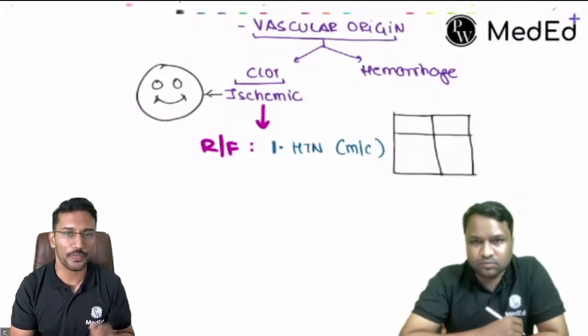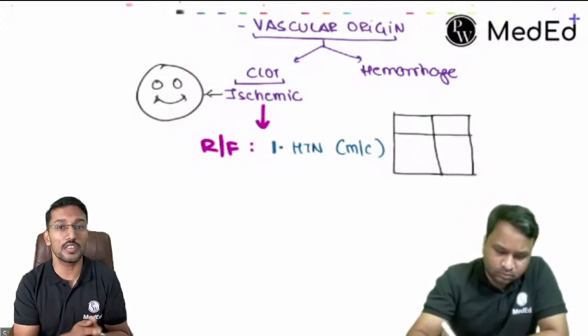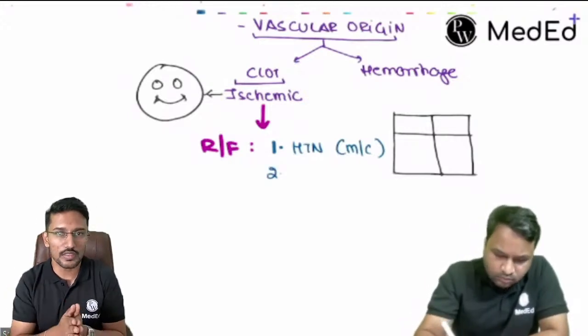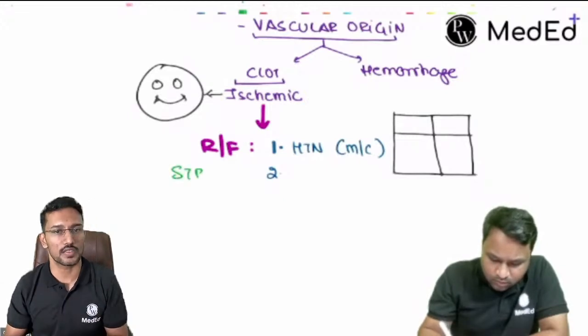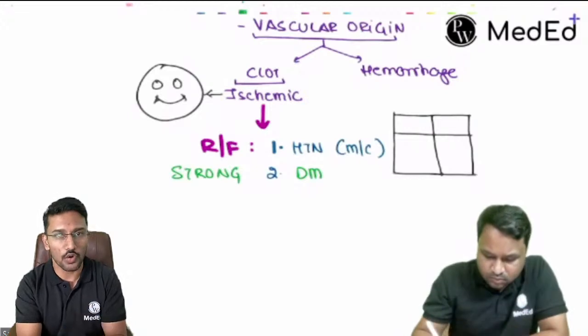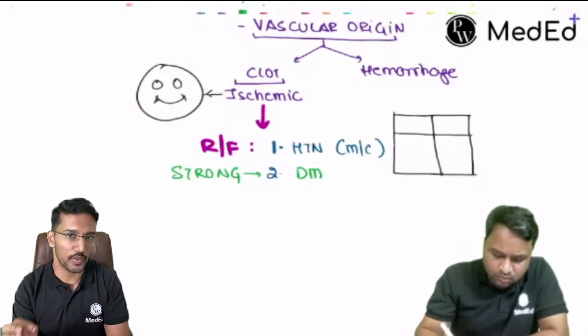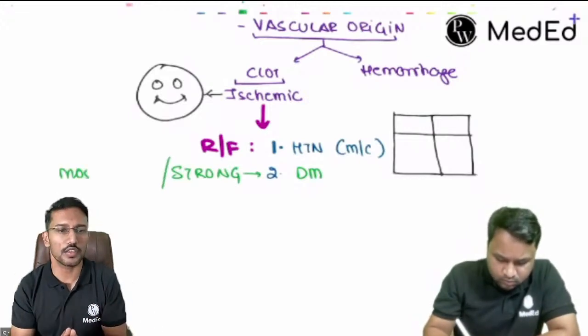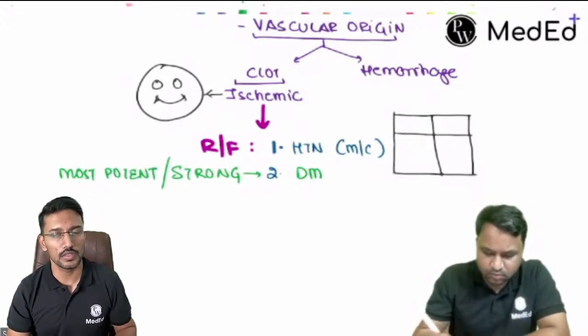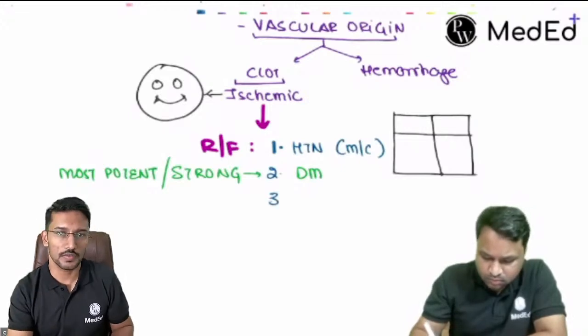So hypertension is the most common risk factor for stroke. Second question that they can ask you is, what is the most potent or the strongest risk factor? The strongest risk factor is diabetes mellitus. Diabetes mellitus is the most potent or the strongest risk factor for the development of stroke. If you want to know the hazard ratio, it is 6. That is the highest.